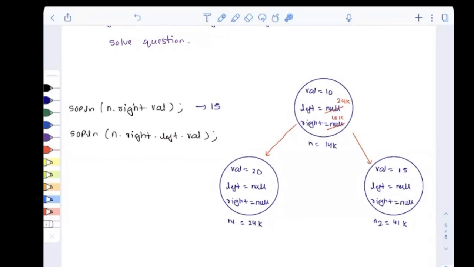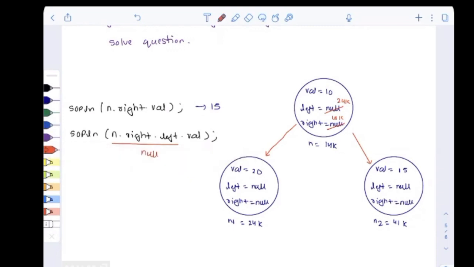We know this thing, if you try to access a property of null, if you do null dot something, you will get a null pointer exception. Understand it with me. N dot right means 41k till now. Now 41k's left is null. And if you are saying give me null dot val, that is equivalent to a null pointer exception. You can't access properties of null. So this entire thing is null, and when you say null dot val, that will give you a null pointer exception. So just take care of this thing.